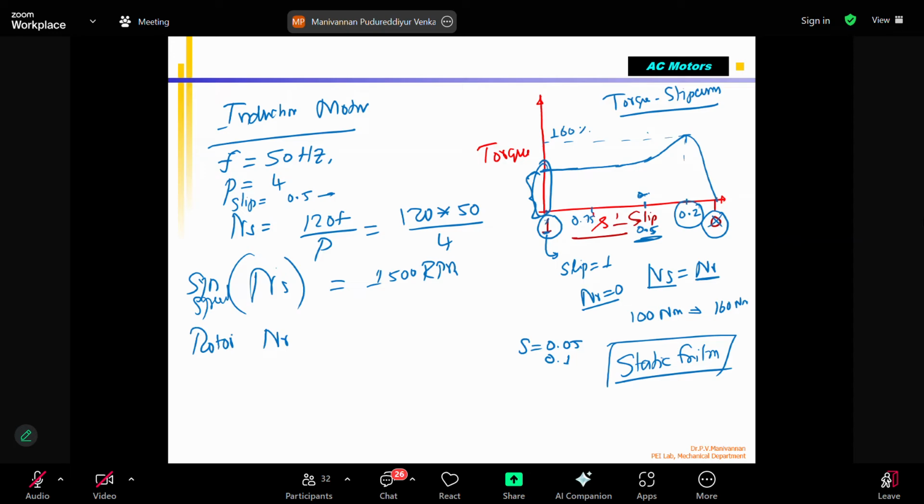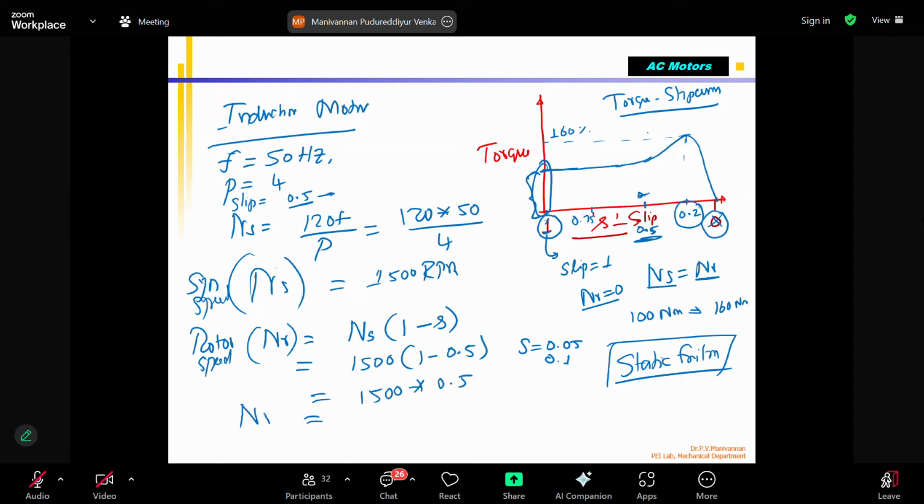You can say that the rotor speed or shaft speed NR equals NS multiplied by 1 minus S. This is the formula, you can note it down. So we know 1500 into 1 minus S, where S equals 0.5 as already given in this problem. So it is going to be 1500 into 0.5. That means my rotor speed NR will be 750 RPM.